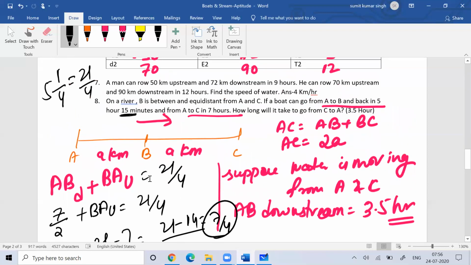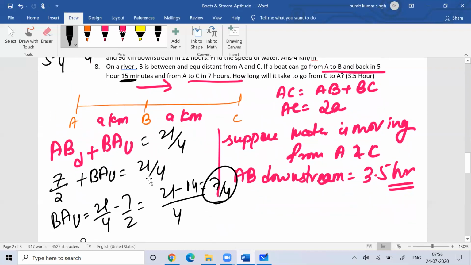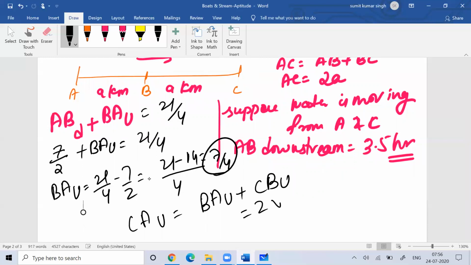You can understand that. So how long will it take from C to A? C to A is upstream. I hope you understand. C to A is the sum of B to A plus C to B upstream, both, that is two times this. So 1 hour 45 minutes for one upstream journey, so two upstream journeys would be 3.5 hours, that is 3 hour 30 minutes.